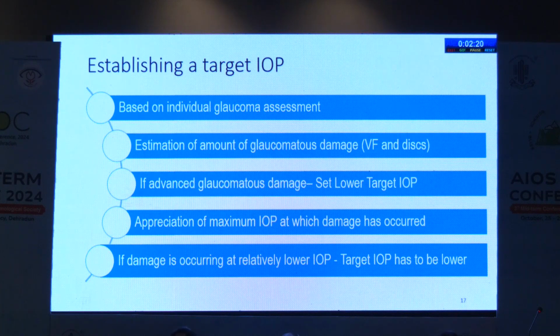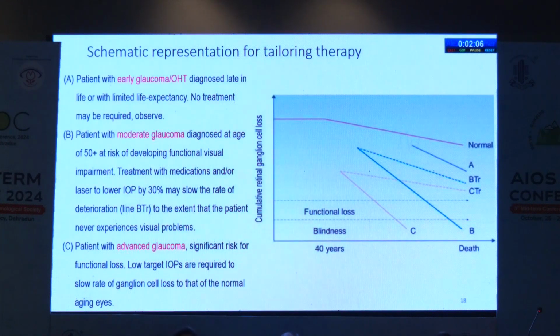Also, it is important that you appreciate at what intraocular pressures the damage is occurring in a patient, so that if damage is occurring at relatively lower IOPs, you need to decrease the IOP still more. For tailoring therapy, it is important to look at a number of factors. For example, if you have a patient with ocular hypertension, early glaucoma, and limited life expectancy, you may even observe such patients.